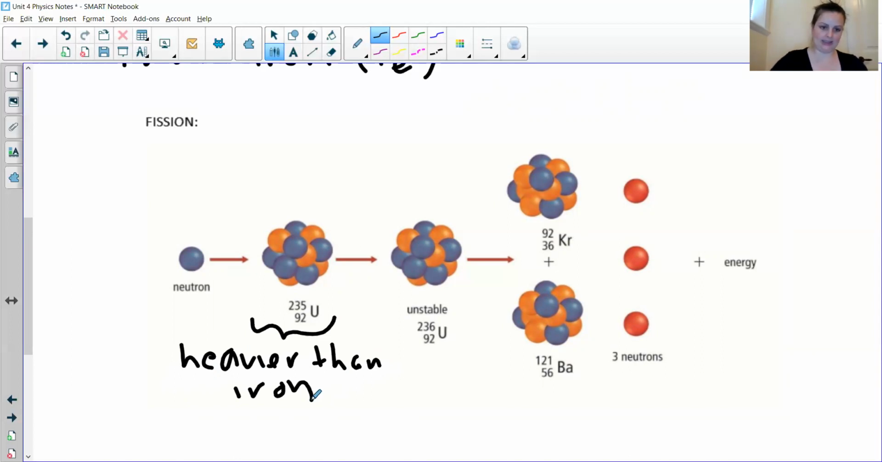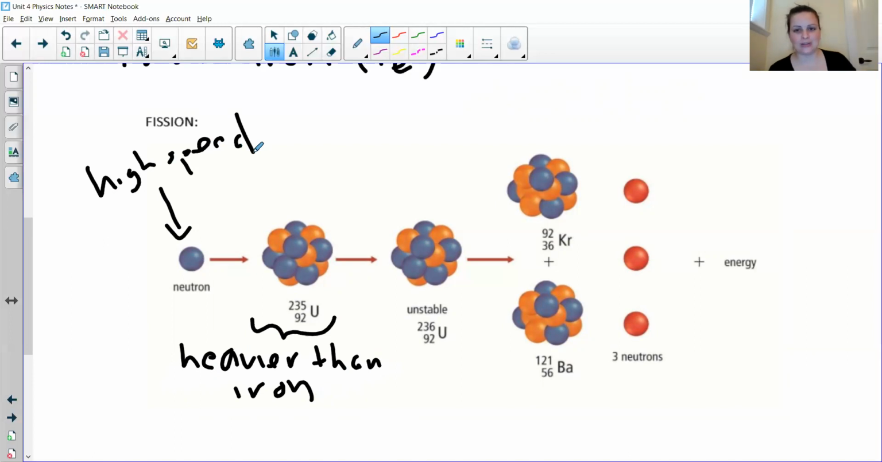You have a high-speed neutron. So something has caused this neutron to blast out. It's usually a part of some sort of decay model, or something else happened, like an explosion. And it's going to ram into the nucleus of that uranium atom that we see here in our diagram. So when it becomes unstable, it's so unstable and so large that it ends up splitting apart into two smaller atoms. And in this case, it's krypton and barium.